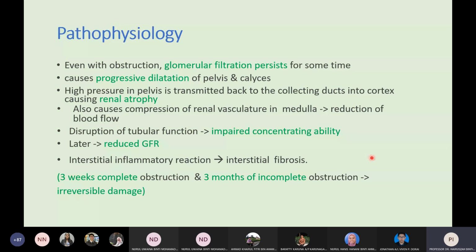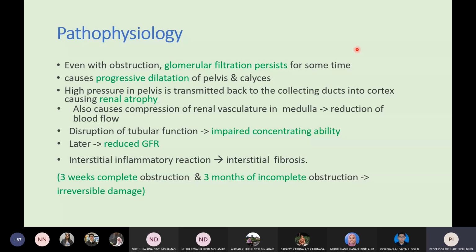So this is what happens even when there is obstruction, but because it's not complete most of the time, glomerular filtration is still ongoing, and there's still urine being produced, but it's not completely voided. This goes on for some time, especially in those cases which are gradual and insidious. They grow slowly over time. So the collection of urine will cause a progressive dilatation. The urine that got collected there is stagnant, it cannot move.